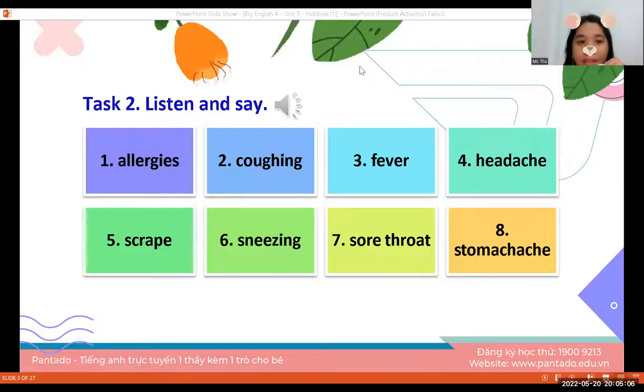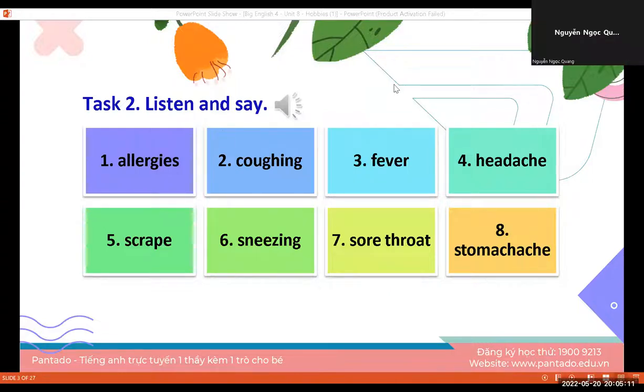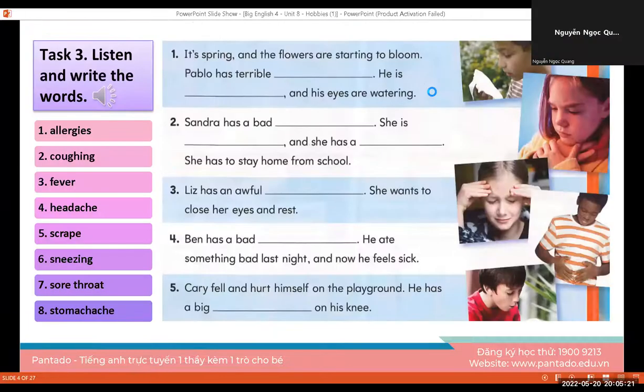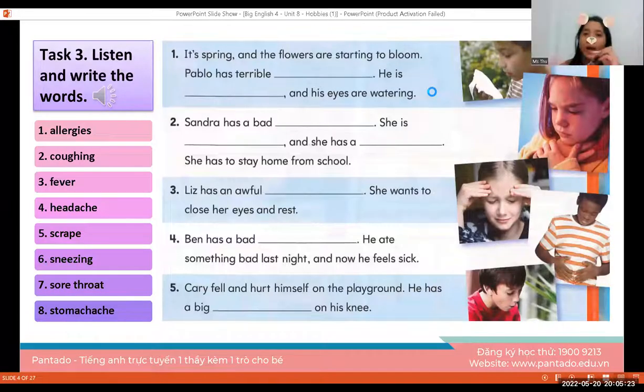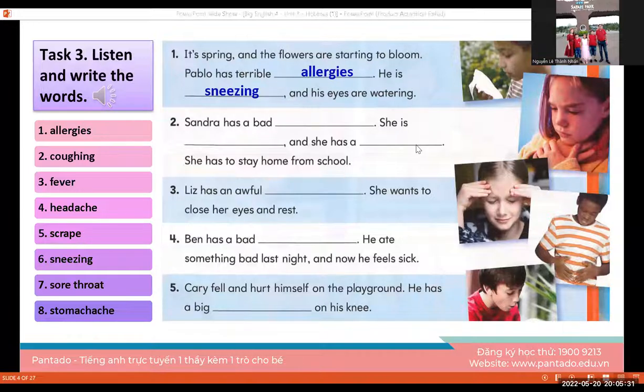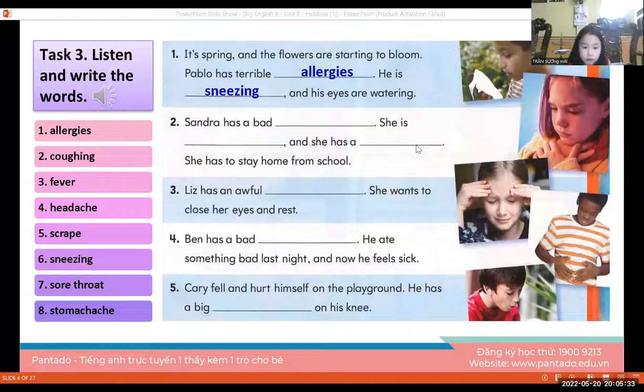So now, guys, we finished with this one already, right? I told you guys about the meaning. You guys already pronounced the words here. So now we're going to continue with the task. Task three. I remember Tuệ helped me with this one, right? Number one. So now we're going to continue with number two.